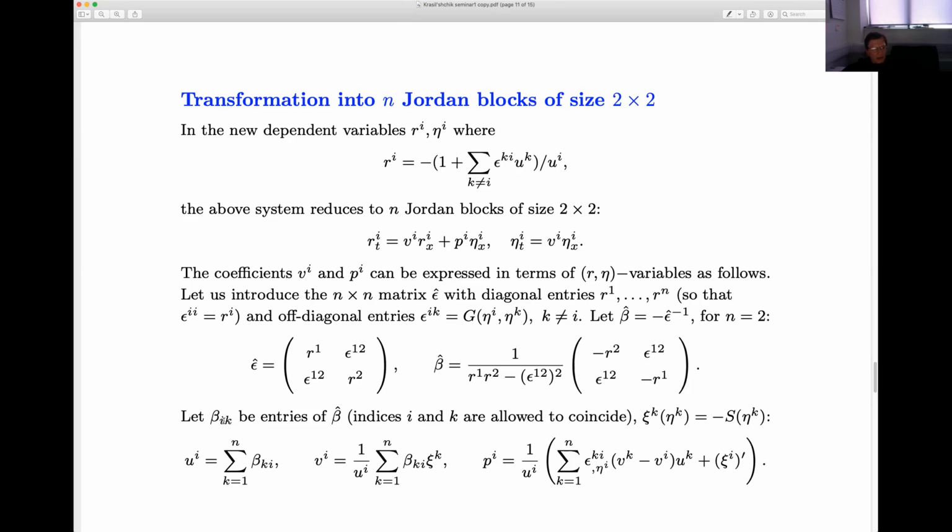So this matrix, you see entries depend on R1, R2, and this eta 1, eta 2 in the 2 component case. In general, they depend on R's and etas. And then these expressions V's and P's are given explicitly by these formulas.